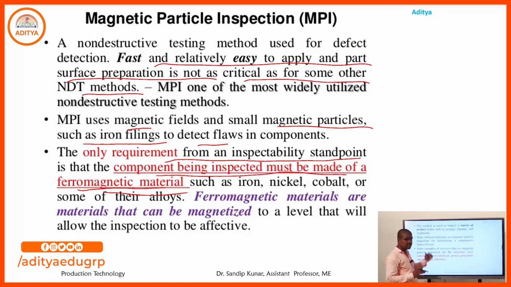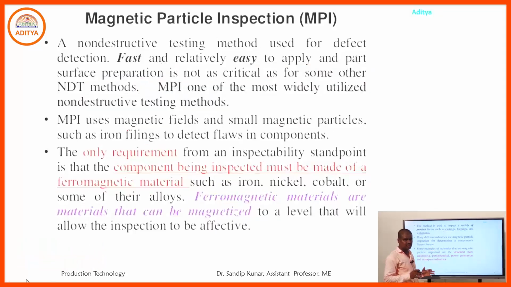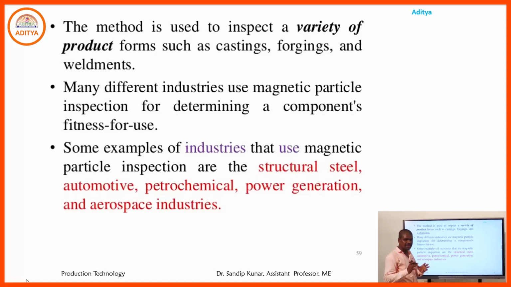Particularly in the magnetic particle inspection method, we inspect parts made using ferromagnetic materials. If we do not use ferromagnetic materials, we cannot perform this inspection method, because magnetic field lines or magnetic properties are maintained only in ferromagnetic materials. If we use non-ferromagnetic materials, it is not suitable. So in many industries magnetic particle inspection methods are used.